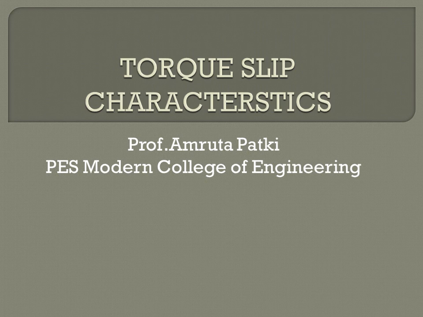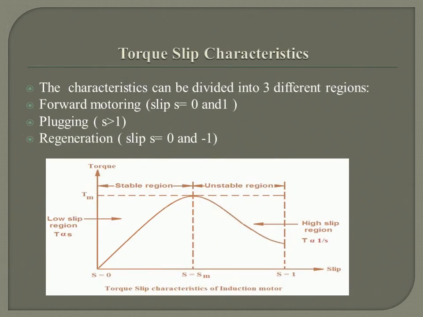Today we will see the torque slip characteristics of the three-phase induction motor. Now basically the torque slip characteristics are divided into three different regions. That is, first one is the forward motoring, second one is the plugging, and third one is the regeneration. So forward motoring means what? The forward motoring region corresponds to the value of the slip between 0 and 1.